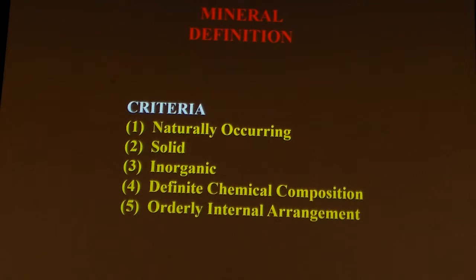And if a substance fails on any one of these criteria, we can't consider it a mineral. It has to meet all 5 of these things. So some of these are pretty easy to explain. Some of these, numbers 4 and 5, are going to take a little bit more effort to explain, but we'll get there. Naturally occurring is pretty obvious.